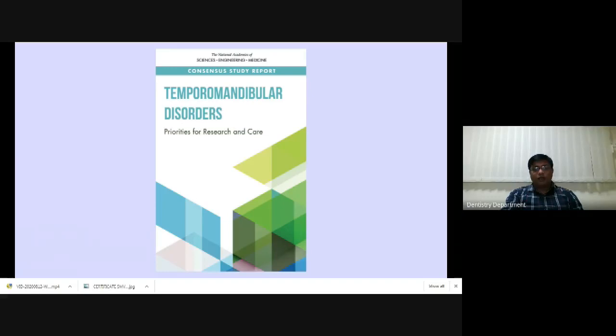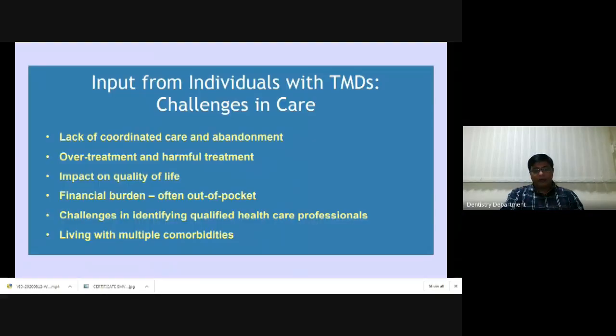What they found in that report is that the challenges in care with TMD are lack of coordinated care and abandonment. There is no coordinated care between specialties, and many times we abandon the treatment. We don't know what to do with those patients who come regularly with TMDs. And there is also overtreatment and harmful treatment.